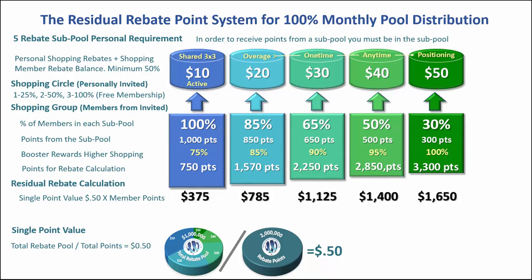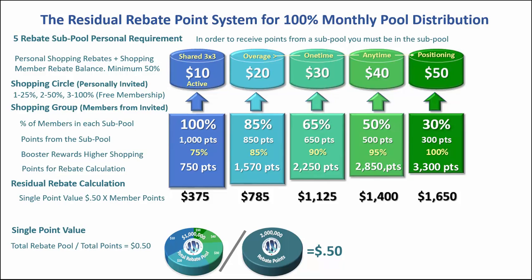If they were only in the $10 pool, they'd receive $375. If they were in the $20, $785. Continuing all the way up, if they made it to the $50 pool, they would receive $1,650, which is 50 cents for each point.